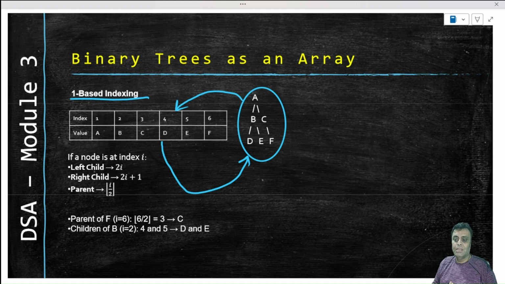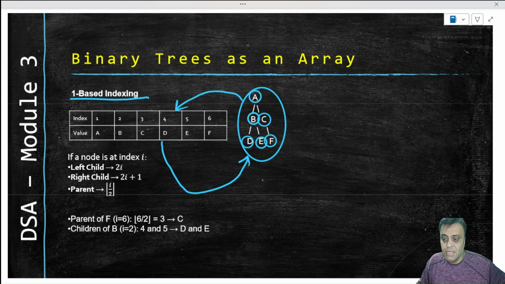In our case, if we have to convert this array back to the tree, then we need two things. Every relationship has to come out of here. We have to know that B is the child of A. We have to know that C is the parent of F. We have to know that B has two children, D and E, right? So that we have to know from the array, right? How do we know that?